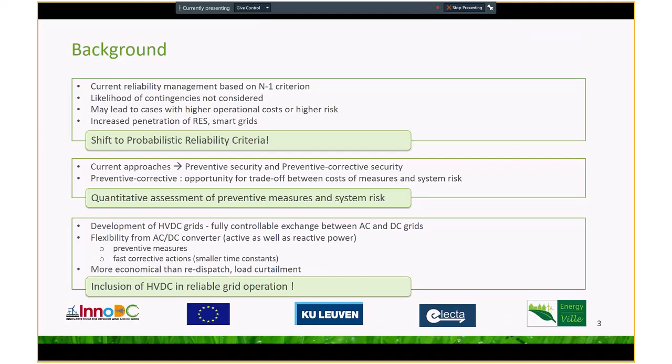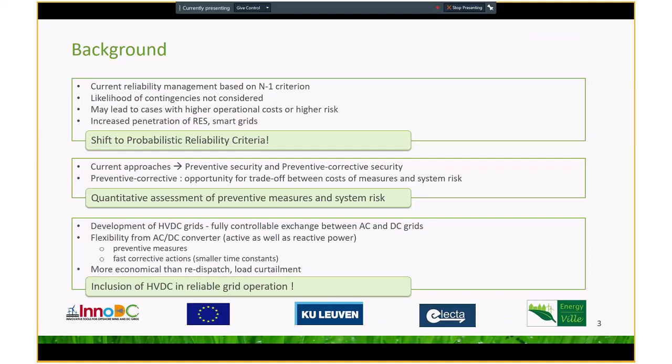With the increased integration of HVDC into the existing system and the planned development of HVDC grids, there will be fully controllable exchanges between the AC and DC grids. This flexibility from the AC-DC converter in terms of change of set points of active as well as reactive power could be utilized in the form of preventive measures in reliability management.